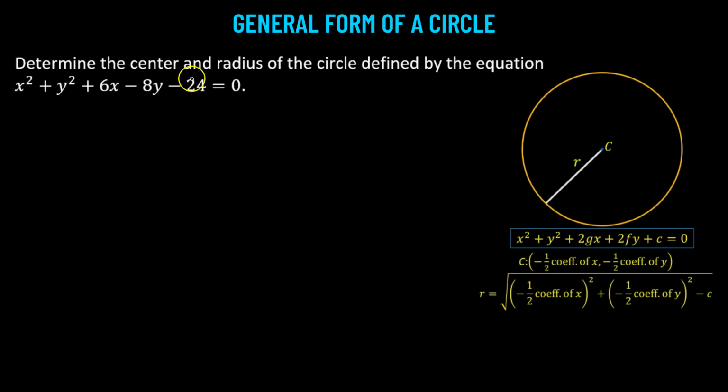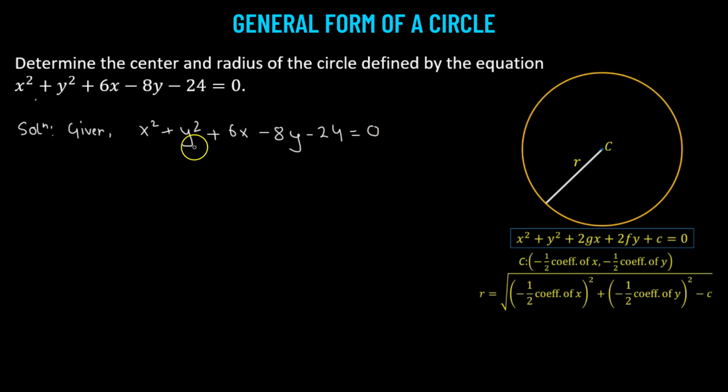So we need to determine the center and the radius of a circle whose equation is given by x squared plus y squared plus 6x minus 8y minus 24 equals 0. We will begin with our given equation. We have x squared plus y squared plus 6x minus 8y minus 24 equals 0.